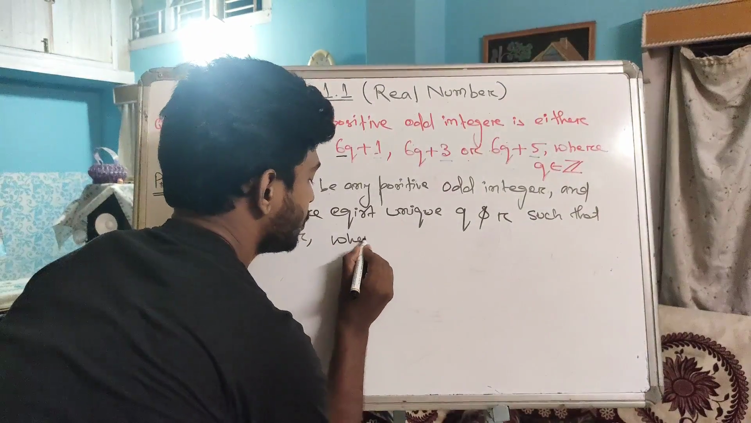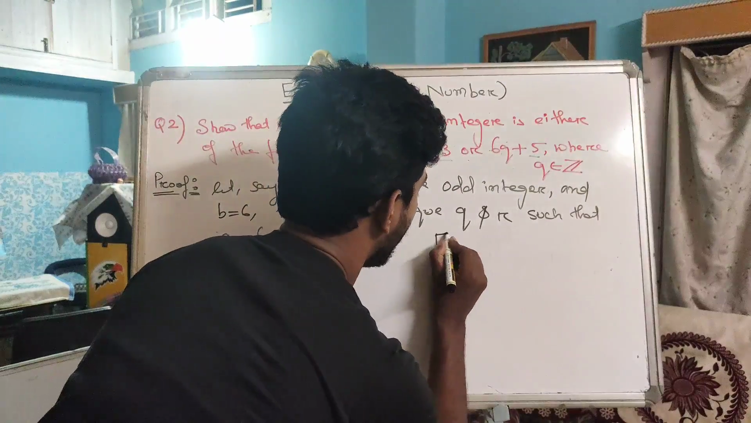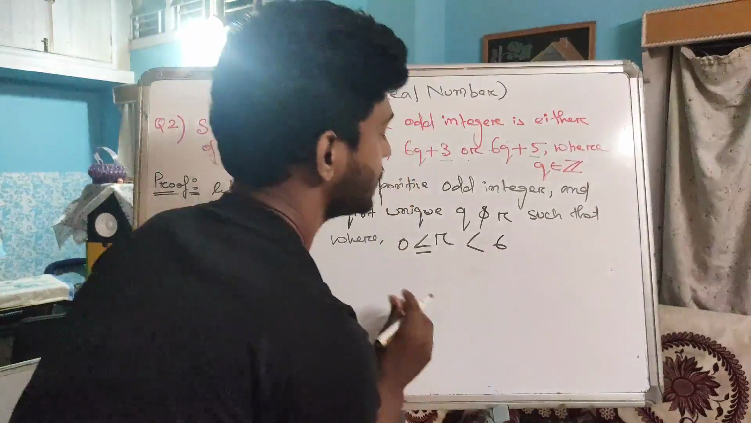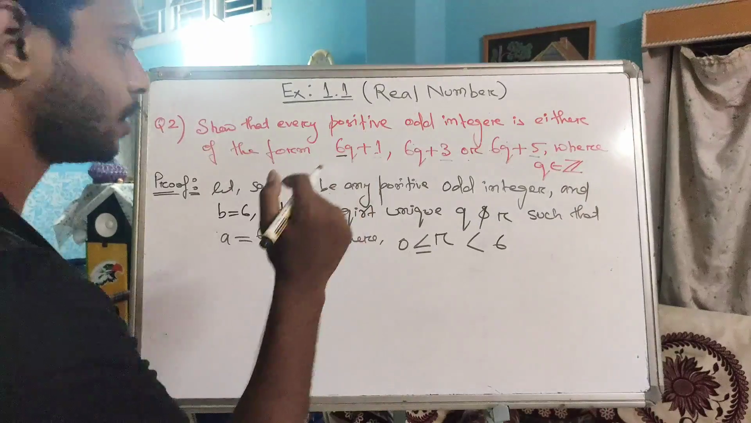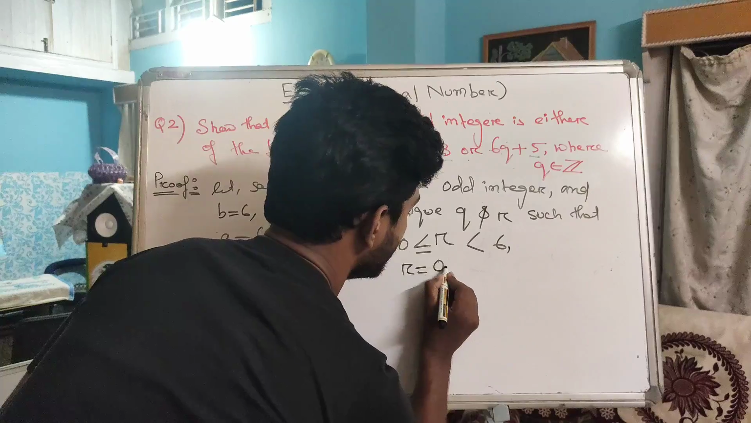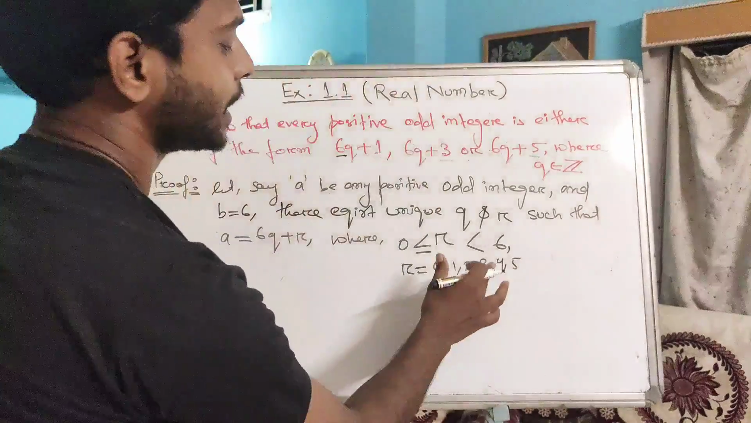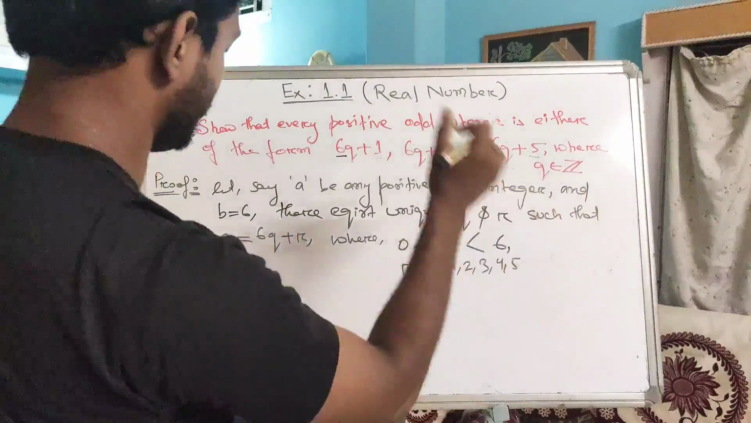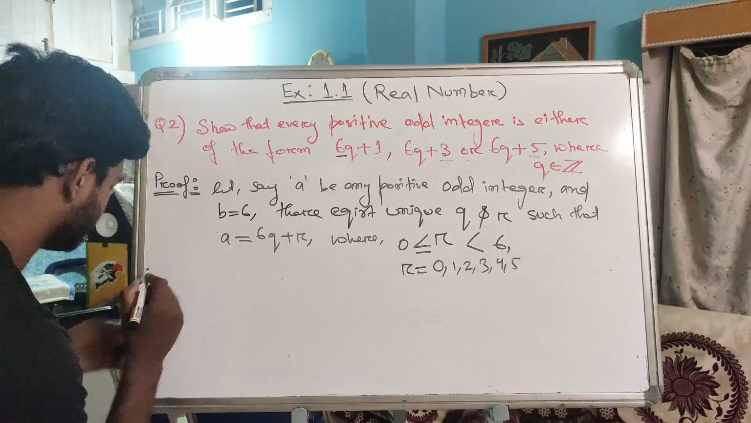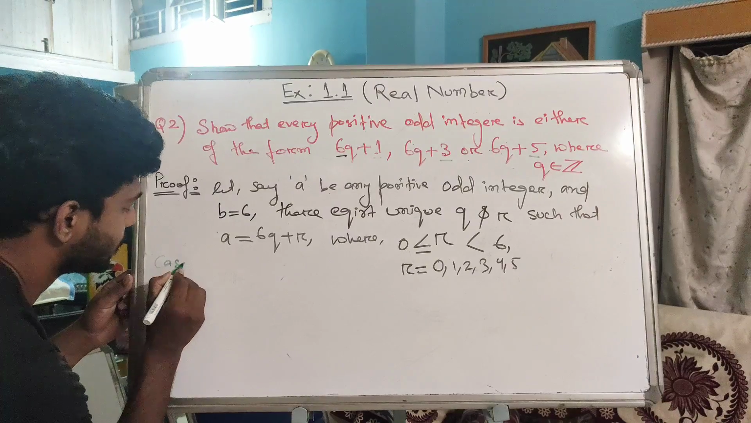We also know that there is a restriction over r. The restriction was that r lies between 0 and 6 but does not include 6. So here r can take the values 0, 1, 2, 3, 4 and 5. r cannot take 6 because r is less than 6. So let's start with our case 1.